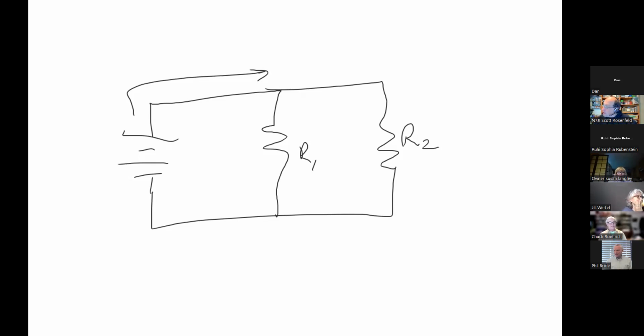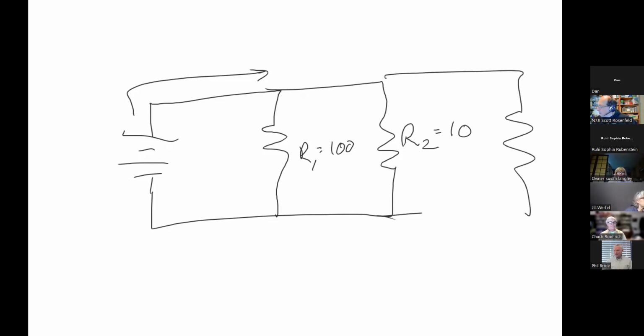So if R1 is, let's say, 1 ohm and R2 is 10 ohms, most of your current is going to go through R1. If R1 is 100 ohms and R2 is 10 ohms, most of your current's going to go through R2. I can keep going with this, and I can make this R3, and so on and so forth, and I can add a whole bunch of them. And there's a formula for doing this. For two resistors, it is R1 times R2 over R1 plus R2, and that's R total.